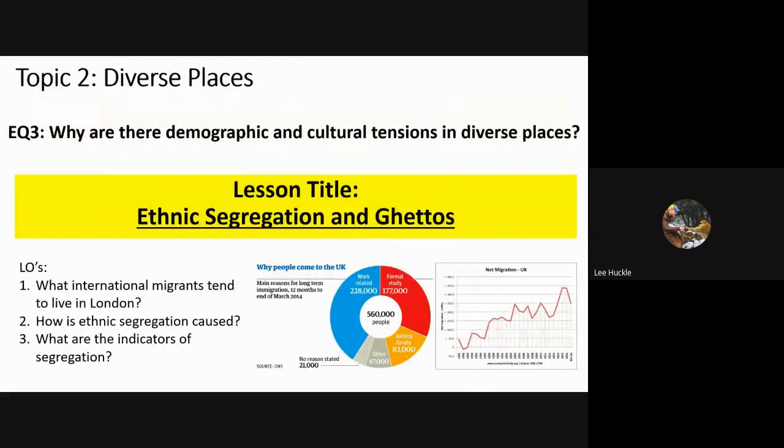Okay, EQ3 then moves on, quite conveniently, onto ethnic segregation and ghettos. Again, this is part of the community, the ethnic, the cultural evolution of a place. Three particular parts to this: what international migrants tend to live in London and where. How is ethnic segregation caused? So first of all, is it happening? What is the evidence of it? And then why is it happening if the data's showing it's happening? And then three, what are the indicators of segregation? What's the evidence, the visual, the data, the quantitative, the qualitative data that we can use to decide if this is happening?